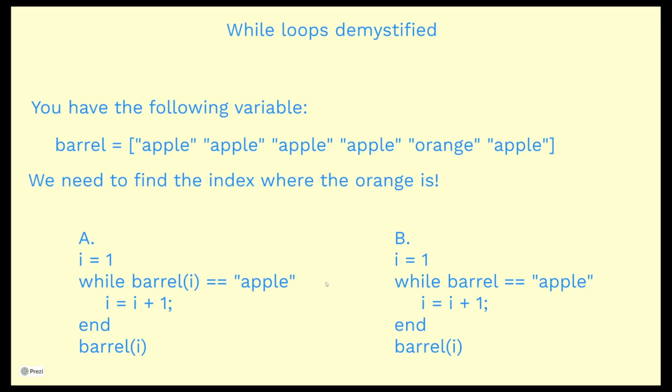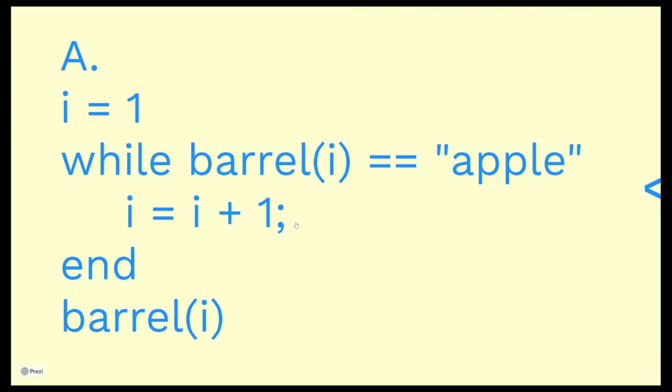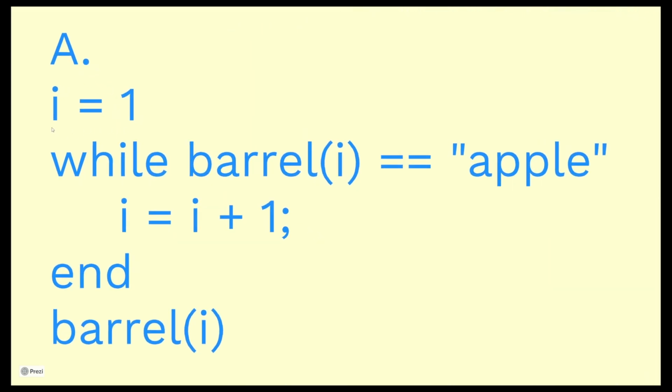Alright, let's take a look at the two choices. So, A is correct, while B is incorrect. So, let's look at option A. So first, we'll pre-allocate a variable by saying i equals 1, and then use that variable to index out the first element in barrel to see if it's equal to apple. If it is, we'll say i equals i plus 1 to increment i. This will continue to work until there's an element in barrel that's equal to orange. Thus, at the end, when we say barrel(i), it should spit out orange.